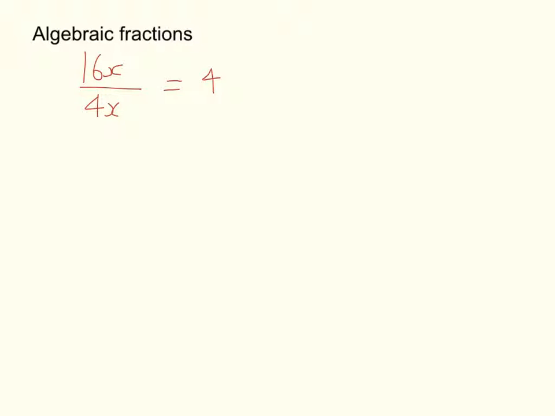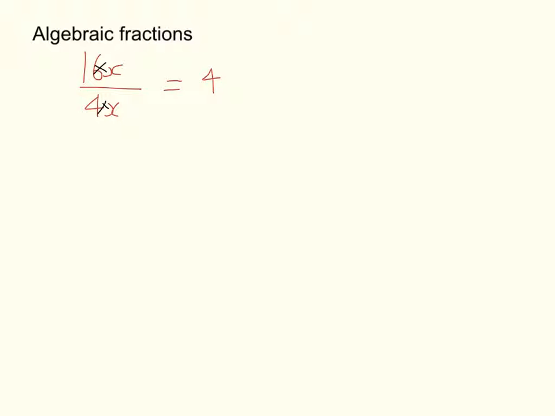Now the reason they're able to simplify it that way is because everything is multiplying one another. I have 16 times x and 4 times x, which means that if they're all factors of one another, I can just straight away do my divisions throughout. I can go 16 divided by 4 and x divided by x.